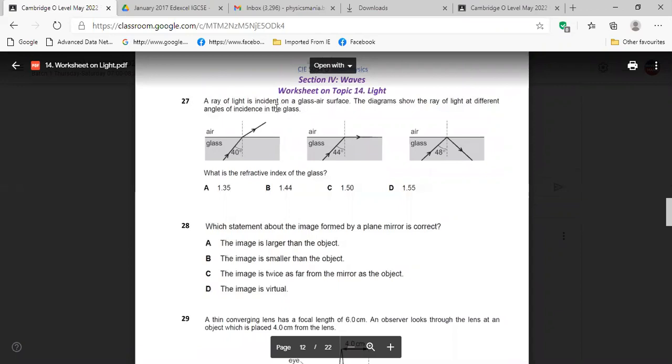27. Mahi, read. A ray of light is incident on a glass-air surface. The diagram shows the ray of light at different angles of incidence in the glass. What is the refractive index of the glass? We can calculate refractive index in 3 ways, right? How many formulas did I give you? 3 formulas. So which formula should be applied here? You should first identify that one.